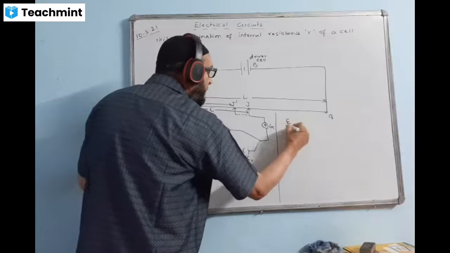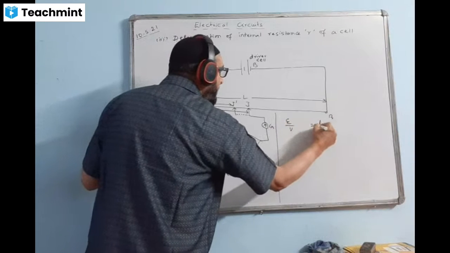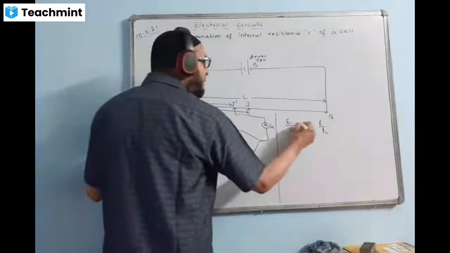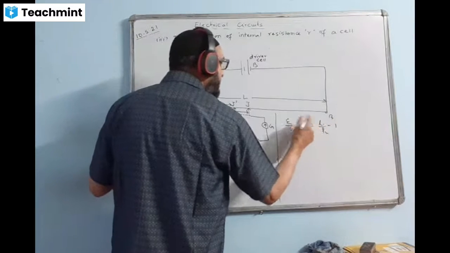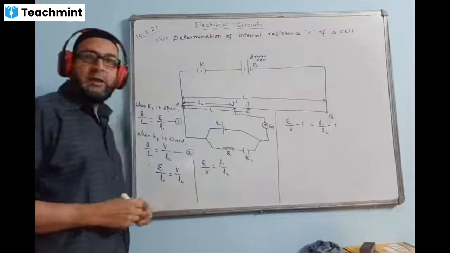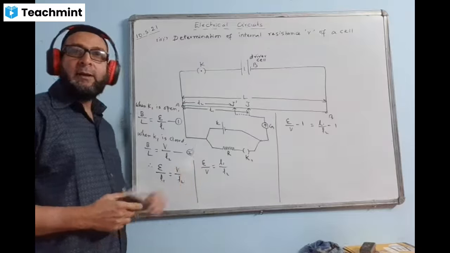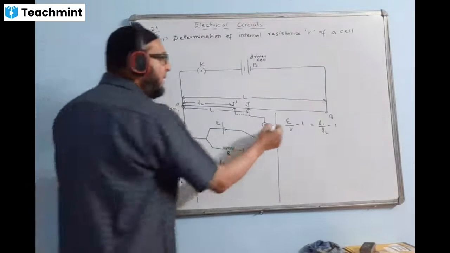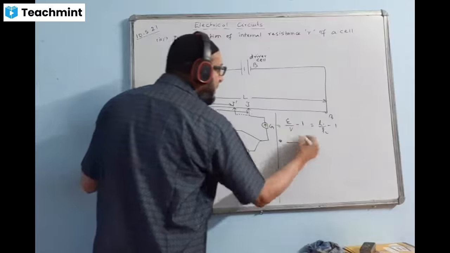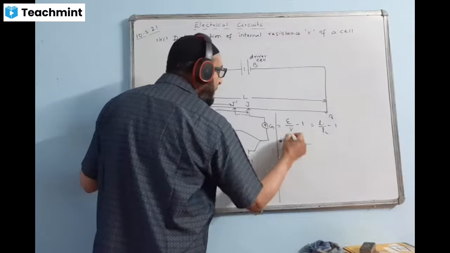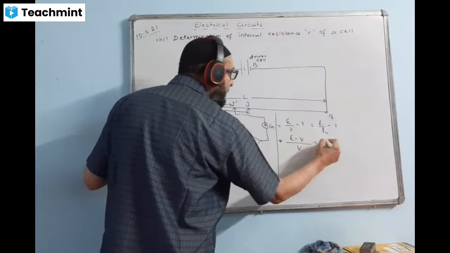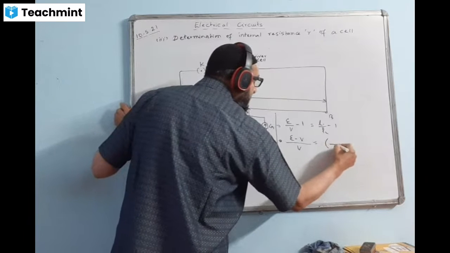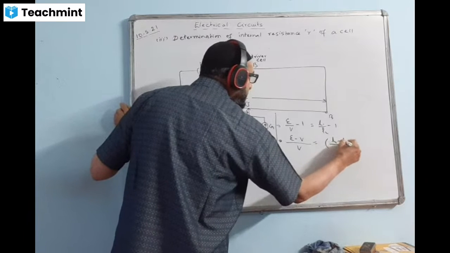Let us continue here. E by V is equal to L1 by L2. Now what I will do, I'll subtract 1 from both the sides. There is an advantage for it. Take LCM of the left hand side, V. Here I'll add E minus V. Here also you can take LCM L2. Here it will become L1 minus L2.